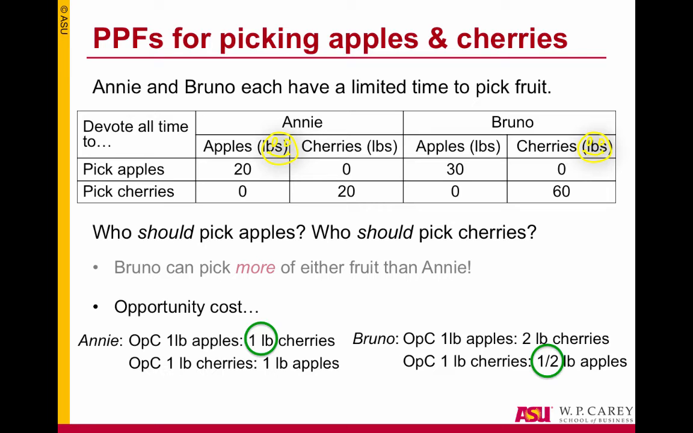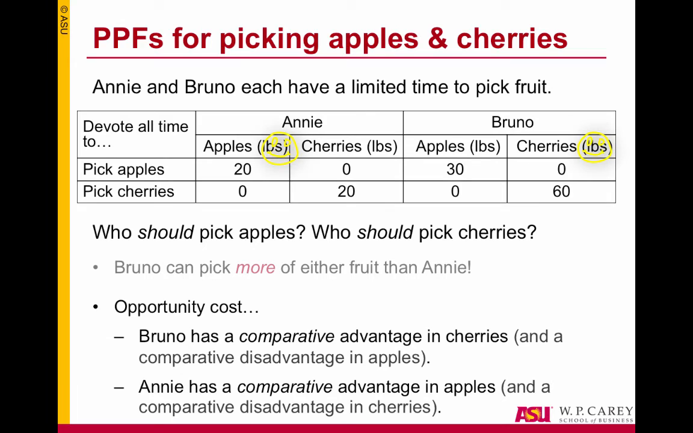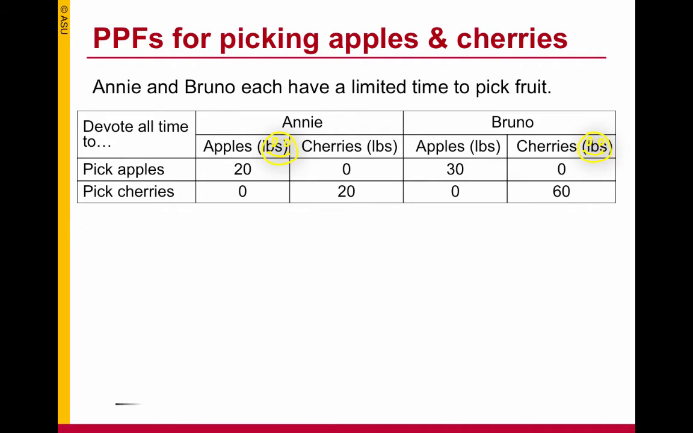This means that we have found our pattern of specialization according to comparative advantage. Bruno has a comparative advantage in cherries and a comparative disadvantage in apples. And Annie has a comparative advantage in apples and a comparative disadvantage in cherries.